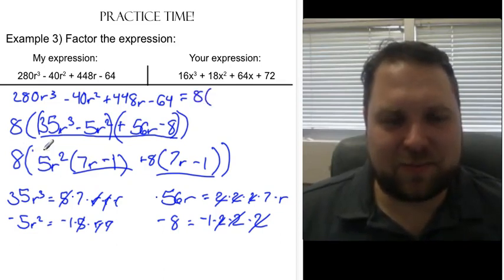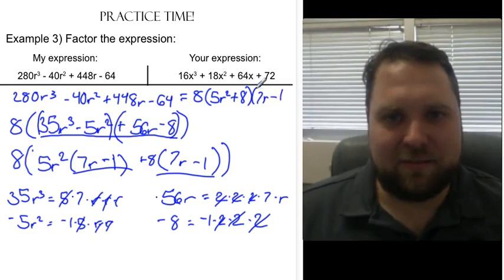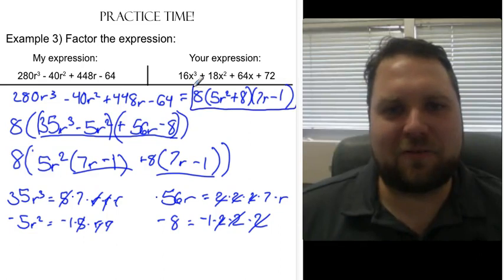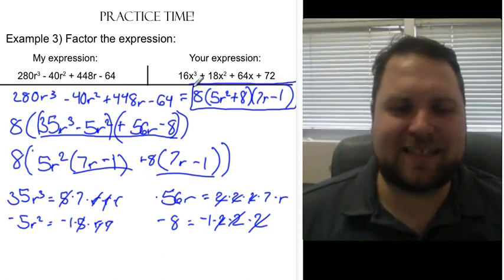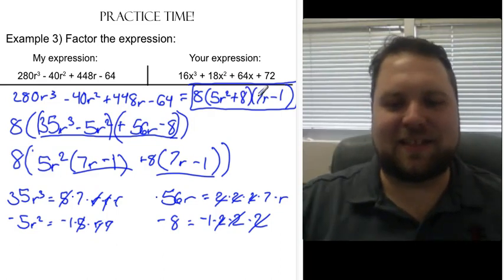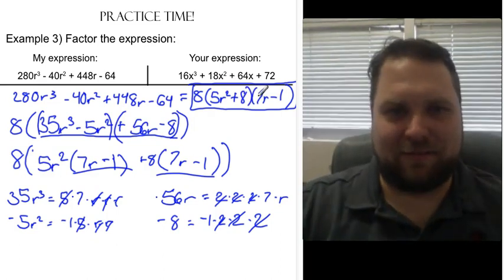And then my first binomial, 5r squared plus 8. And then 7r minus 1. Now I have factored that out with a greatest common factor, no less, and then done my factoring by grouping. So let's take a look at yours and see how that worked out.